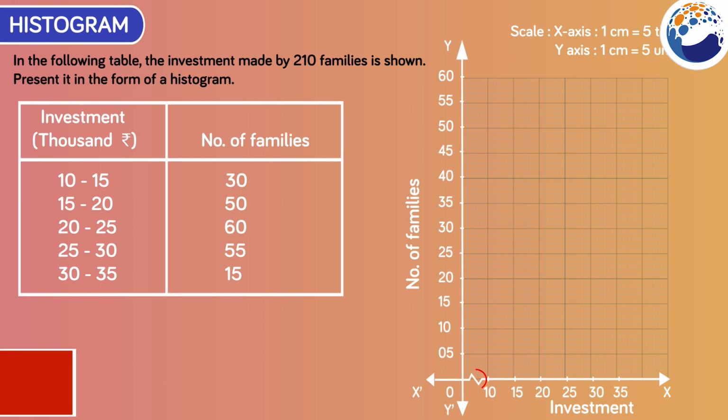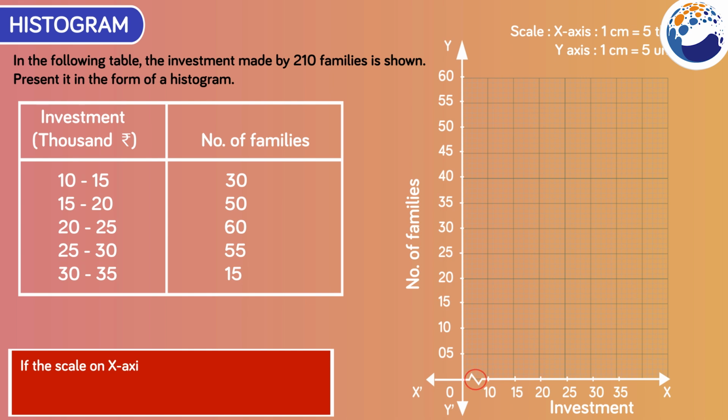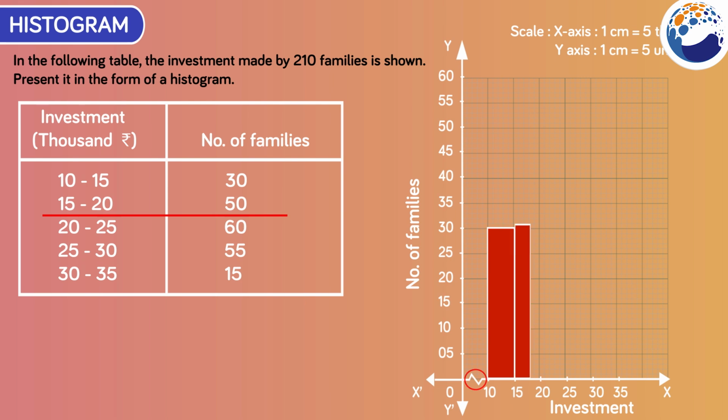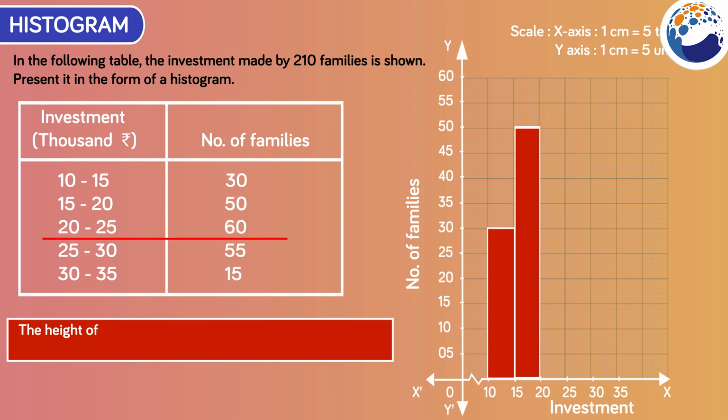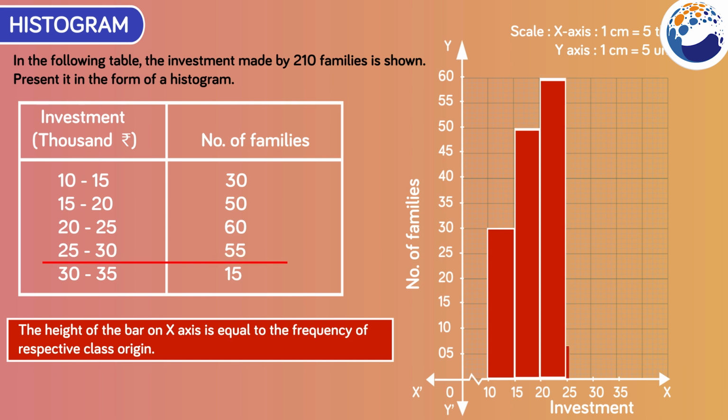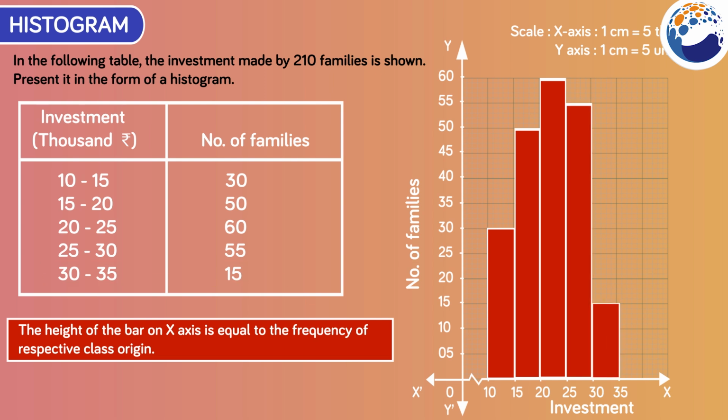Write the scale of y-axis. If the scale on x-axis does not start with 0, then a kink mark, that is a zigzag line, is drawn on the x-axis to denote the missing intervals. The height of the bar is equal to the frequency of the respective class interval. For investment 10 to 15,000 rupees, families are 30. For investment 15 to 20,000 rupees, families are 50. For investment 20 to 25,000 rupees, families are 60. For investment 25 to 30,000 rupees, families are 55. For investment 30 to 35,000 rupees, families are 15. This is the required histogram.